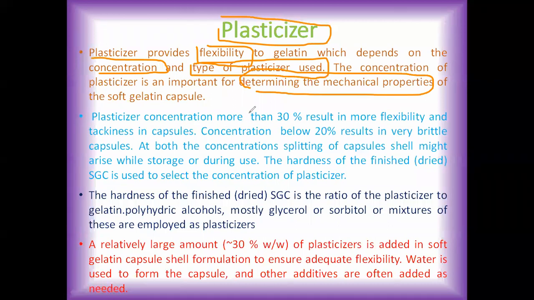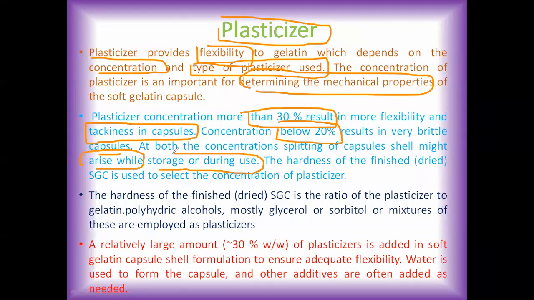Plasticizer concentration more than 30% may result in more flexibility and tackiness in capsules. If the concentration of plasticizer is below 20%, it will result in very brittle capsules. At both concentrations, splitting of capsule cells might arise during storage or during the use by the patient.